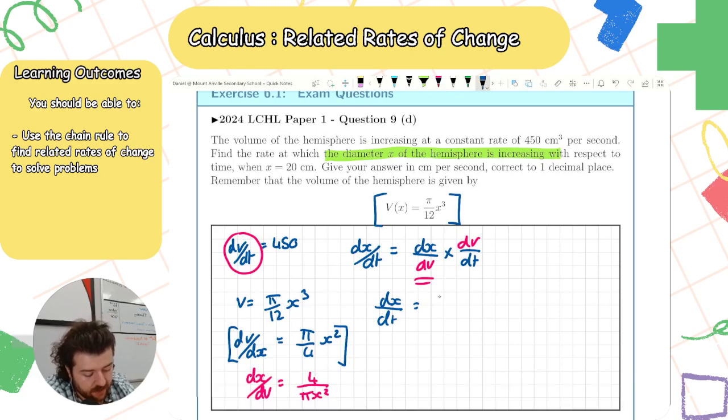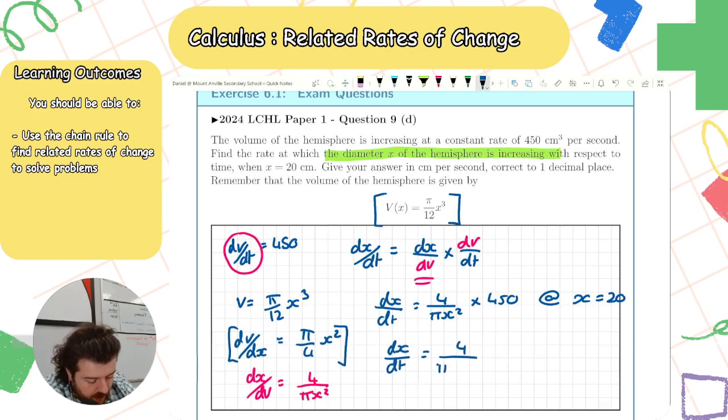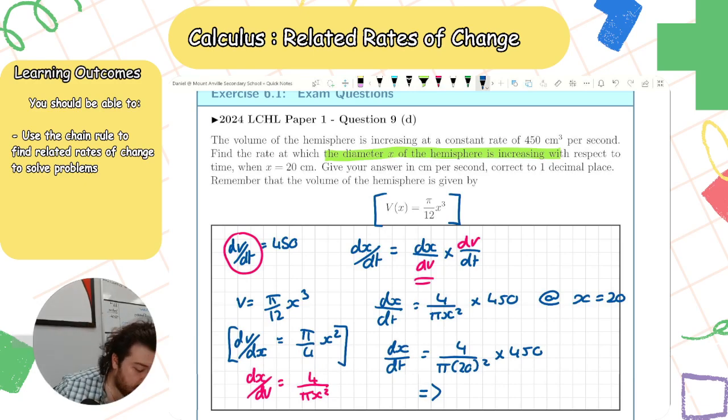Now we can sub it in. 4 over pi x squared times dV/dt, which is 450. And I'm looking to put that in for x is equal to 20. So dx/dt is equal to 4 over pi times 20 squared times 450, which should give me an answer.